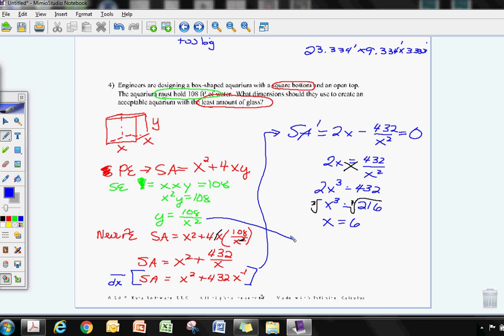I need to solve for my Y value. So Y is going to equal 108 divided by 6 squared, which is 36, and that turns out to be 3. So the final dimensions would be 6 foot by 6 foot by 3 feet. And as I said, I like all of these problems.